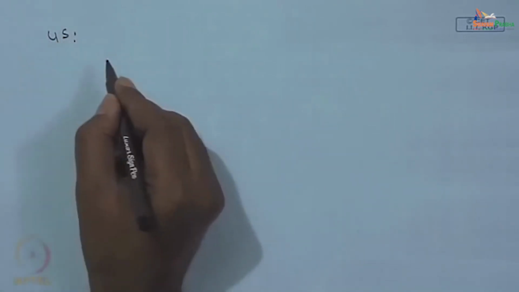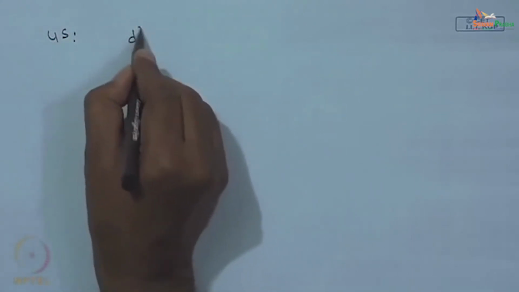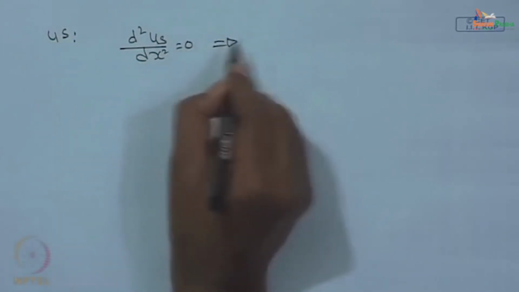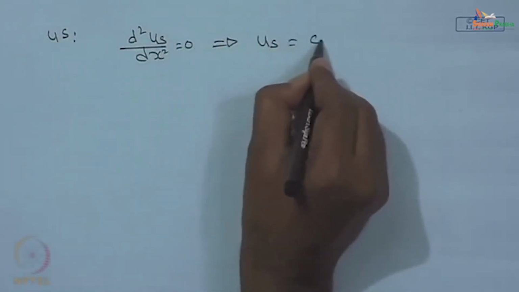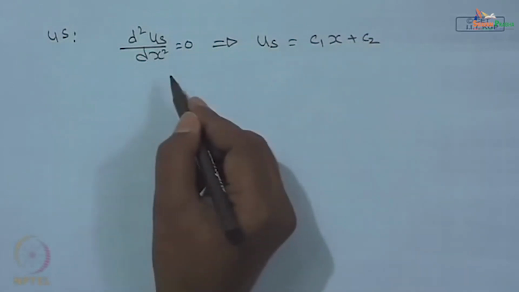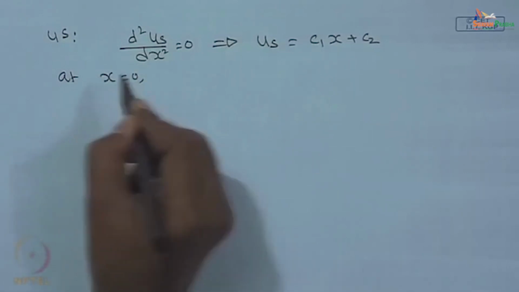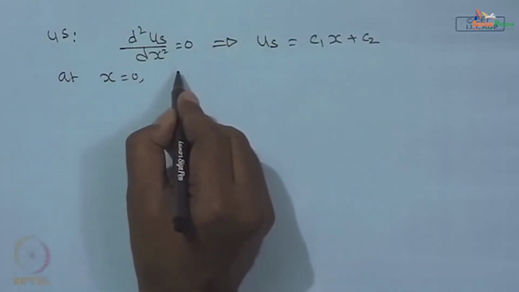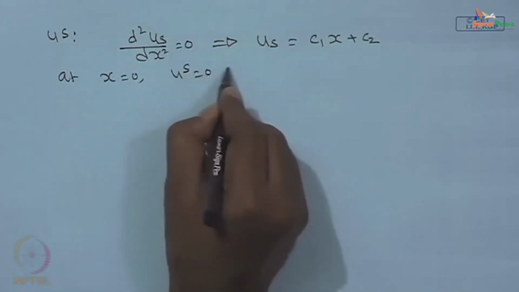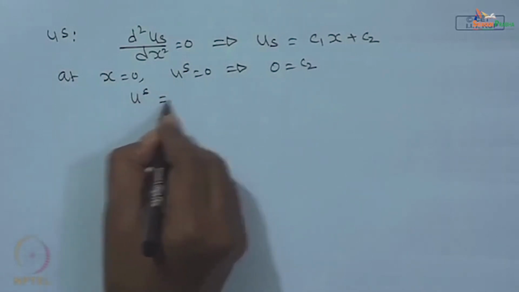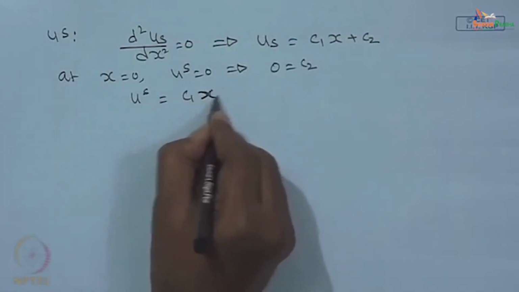So, if you look into the steady solution of the steady state part, this becomes d square u s by d x square is equal to 0. So, the solution will be in the form of C 1 x plus C 2, it is a linear profile. Now, at x equal to 0, we have u s is equal to 0. So, therefore, 0 is equal to C 2. So, u s is nothing but a linear profile C 1 x.